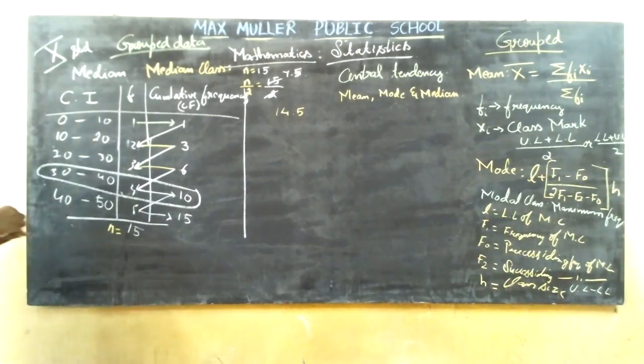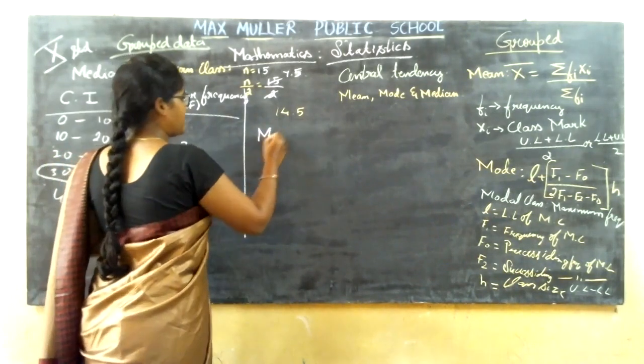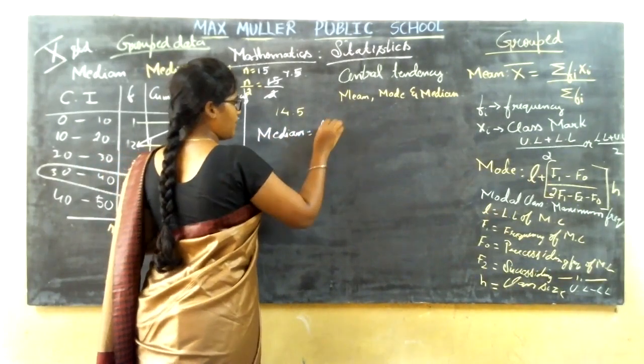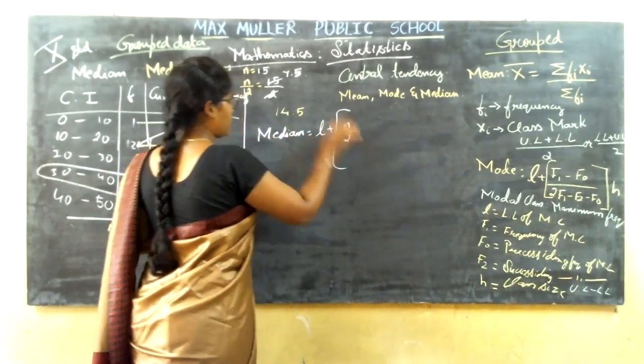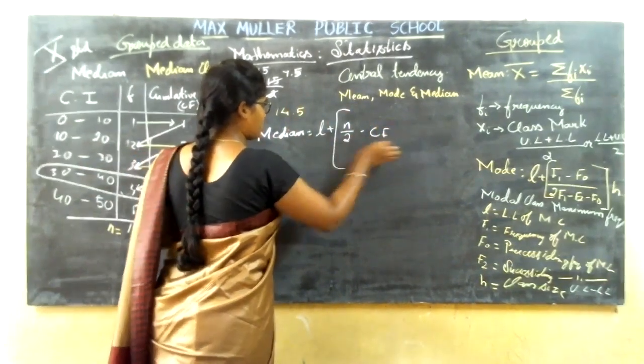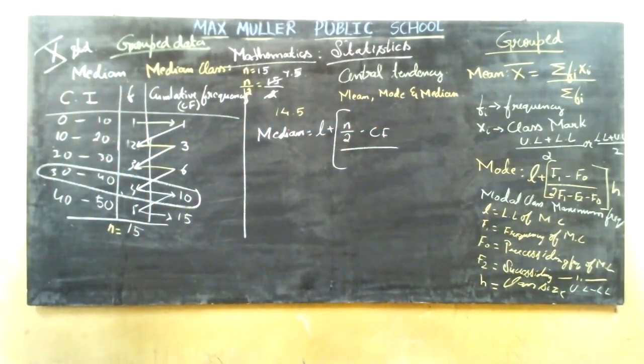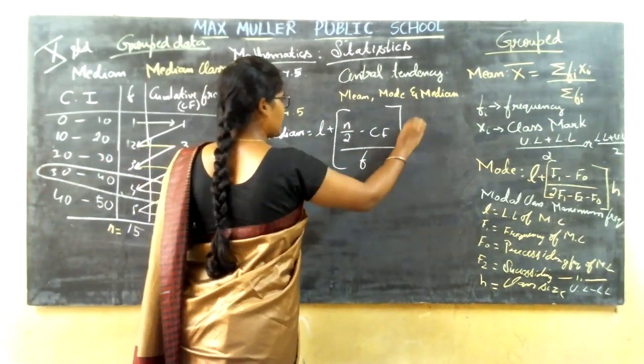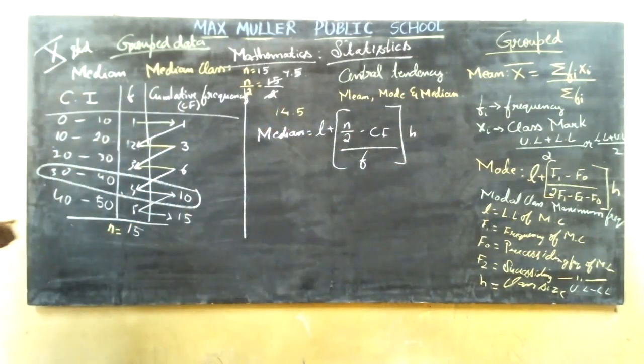Then what next? Next you are going to apply the formula. What is the formula? Median is equal to L plus n by 2 minus Fi divided by F into H. So this is the formula. L plus n by 2 minus Fi divided by F into H is the formula for the median. Then what does all this belong to?